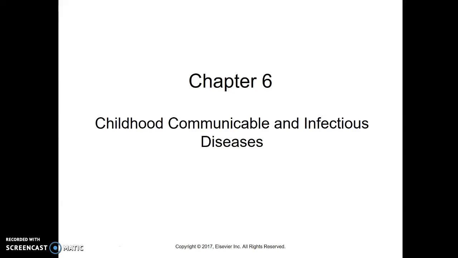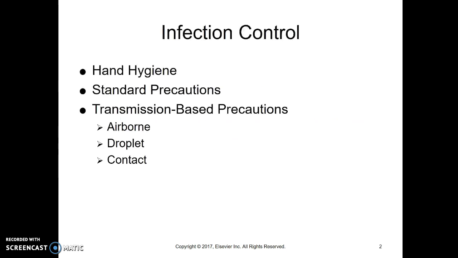This is Chapter 6, Childhood Communicable and Infectious Diseases. So let's first talk about infection control. Hand hygiene is our most important way of preventing the spread of infection. With everyone, we're going to follow standard precautions and then know the difference between some of the other precautions.